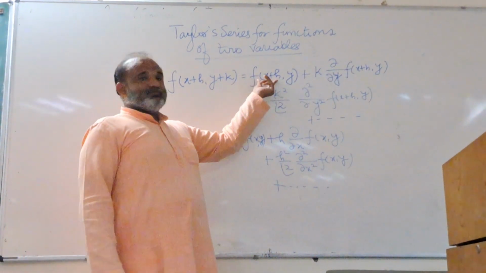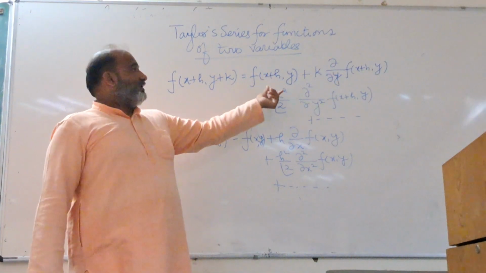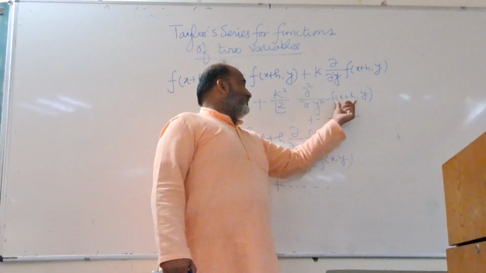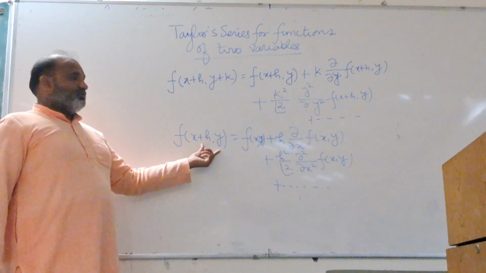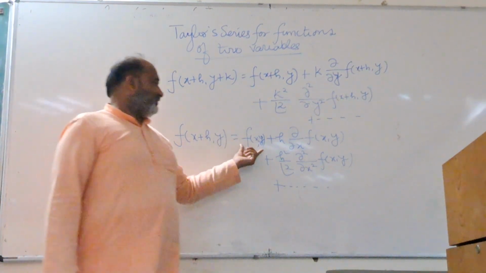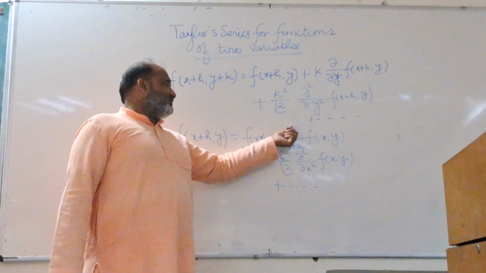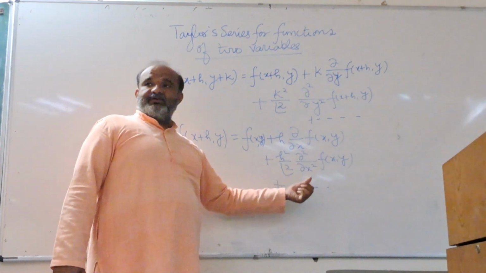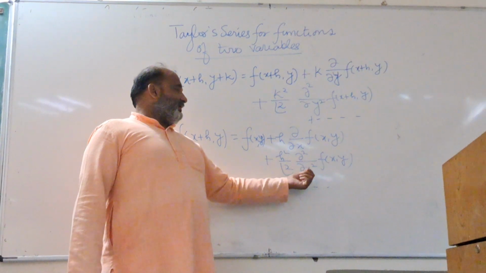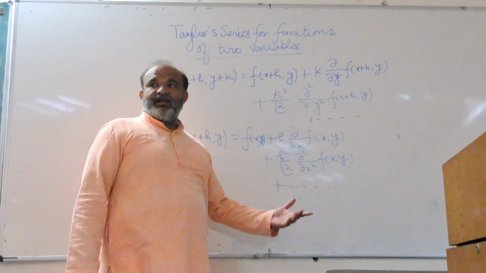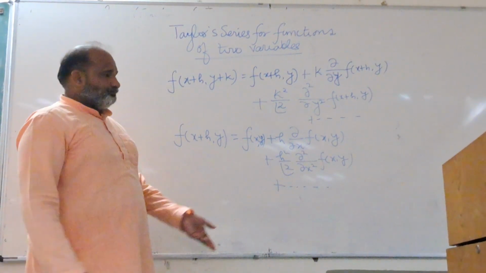Here you are having f(x+h, y), f(x+h, y), f(x+h, y). So in place of f(x+h, y), put this expression, that is f(x, y) plus h del over del x f(x, y) plus h square upon factorial 2 del square over del x square f(x, y), and so on. Is it okay?